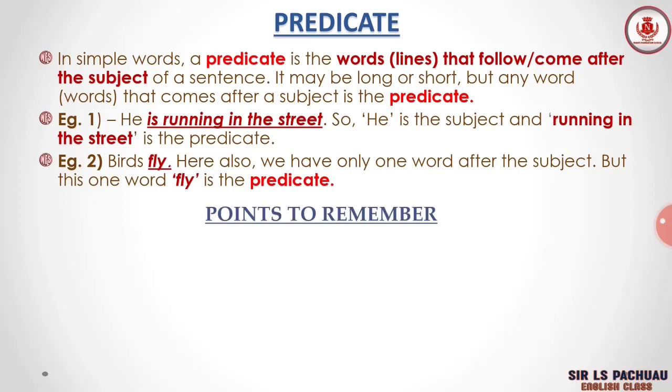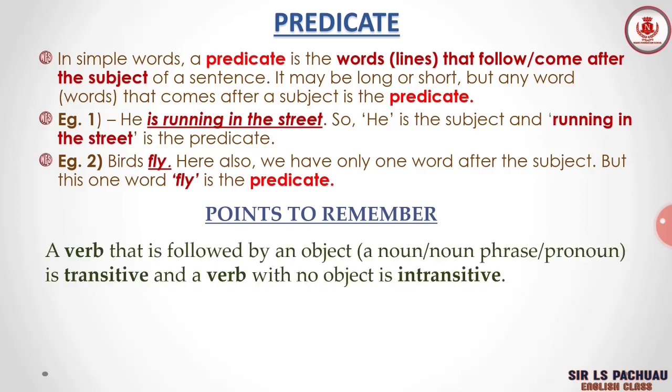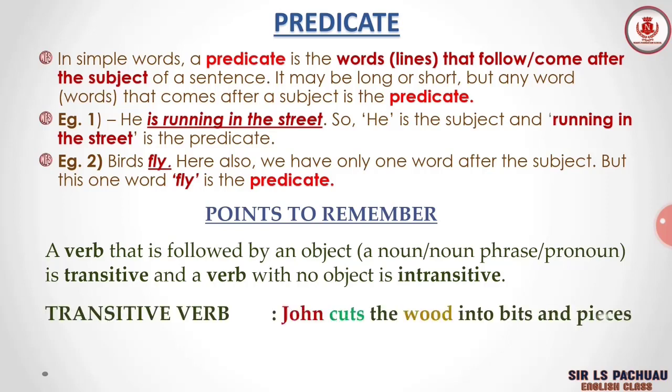Points to remember. A verb that is followed by an object is a transitive verb, and a verb with no object is an intransitive verb. Okay, let's see. Transitive verb. John cuts the wood into bits and pieces. Here we have John as the subject, cuts is the verb, and wood is the object. So we have a full sentence: subject, verb, and object. So cuts is a transitive verb because the verb has an object.